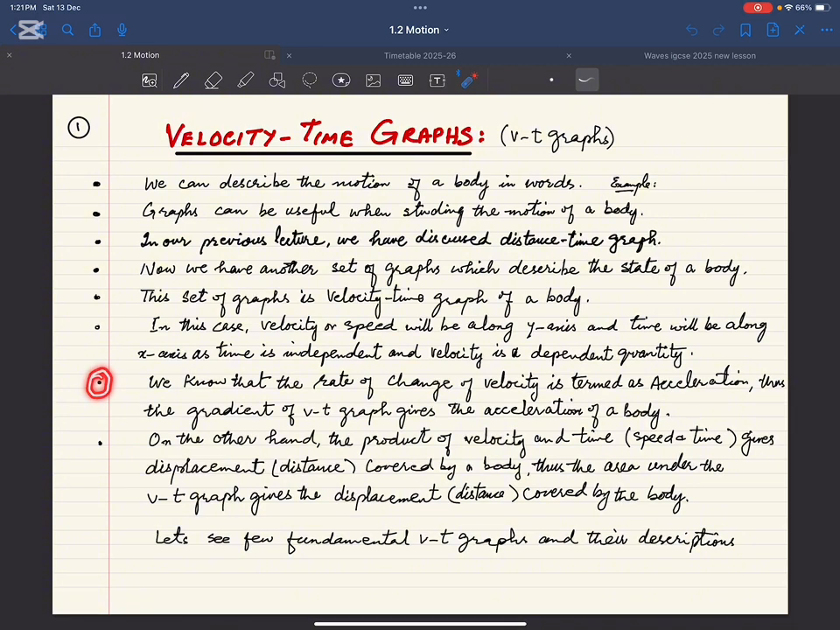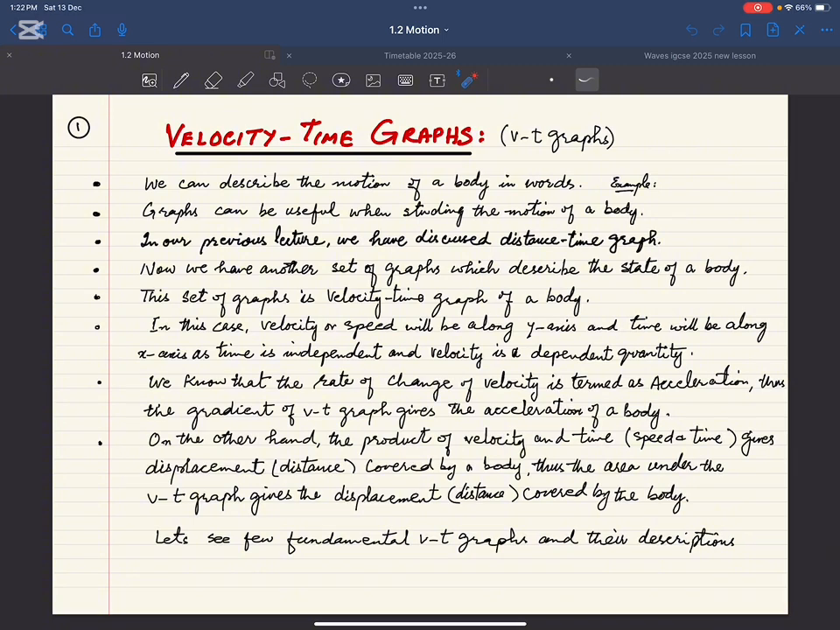The first is that the rate of change of velocity is termed the acceleration. Therefore, the gradient of the velocity time graph gives us the acceleration of the body. This is a very important point. Whenever we draw the velocity time graph, the gradient of the graph will be the acceleration of the body. We can describe different situations where we will have different gradients, and with respect to the gradient we will decide what the state of the body is as far as the acceleration is concerned.